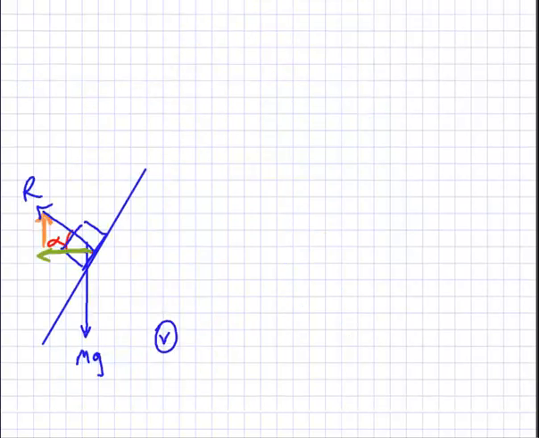So the only difference here is it wants to move up, so the force of the friction is going to act in the opposite direction. It's trying to stop it from sliding up, so it's going in the opposite direction. So it's going to be a very similar process to what we've just done, but the only difference is the force of the friction, both its vertical component and its horizontal component, are acting in a different direction.